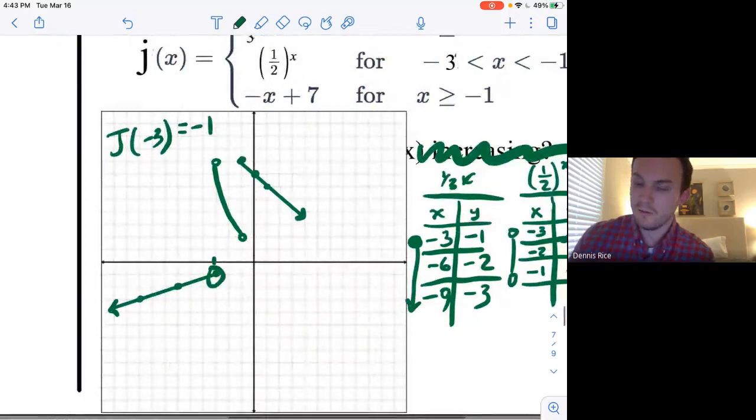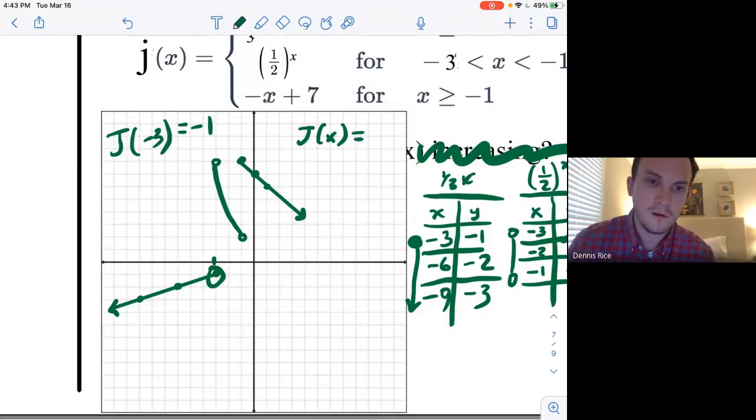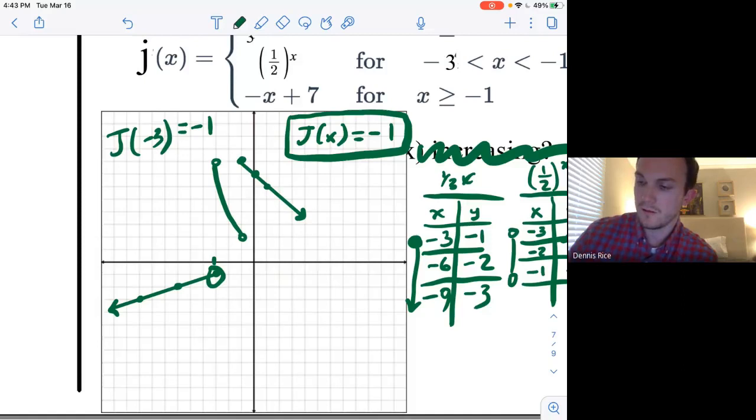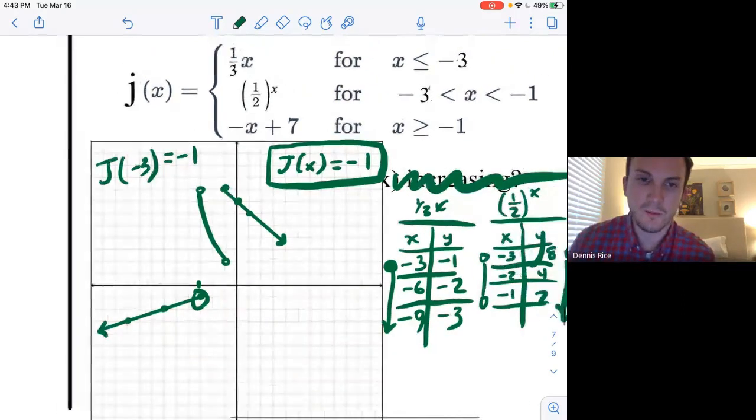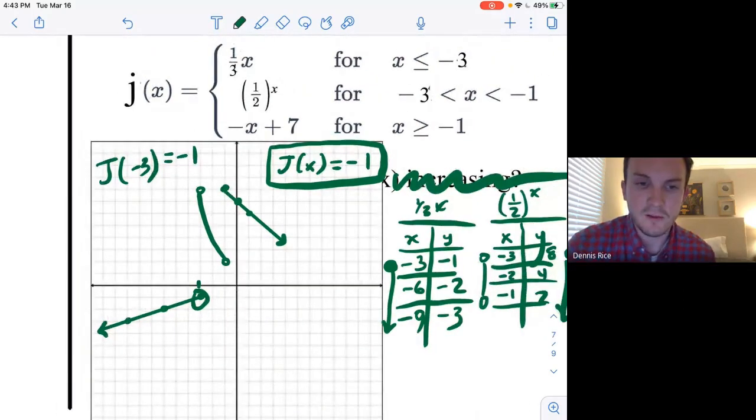If I said, where does J of x equal... Oh, okay, this is a good one. Where does J of x equal -1? Take a minute for that. This is super sloppy. But where does J of x equal -1?